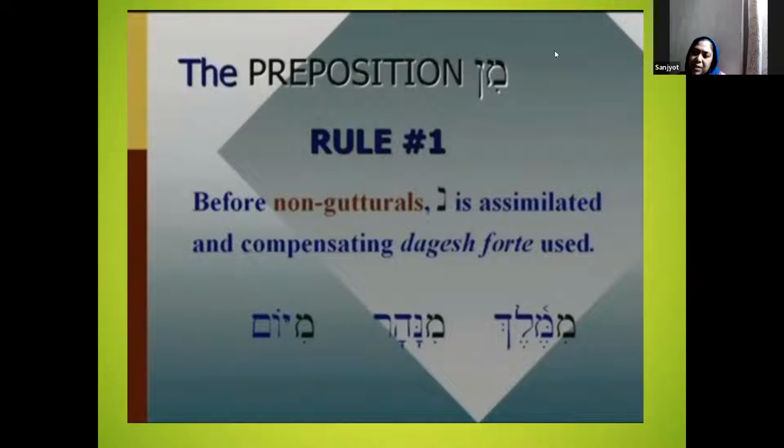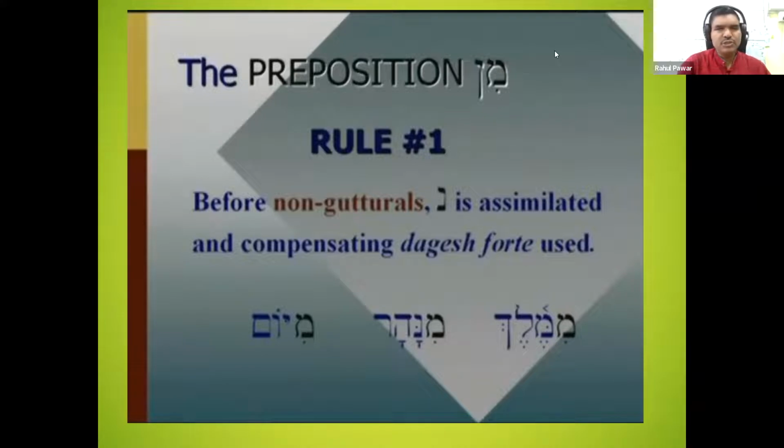So this preposition is pointed uniquely because it takes special attention. It follows with maqqef, you can easily identify the min preposition, but without maqqef, it has the same rules about the article.